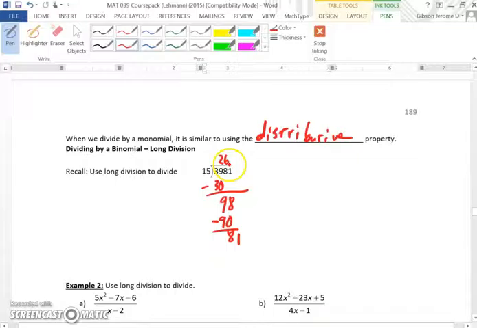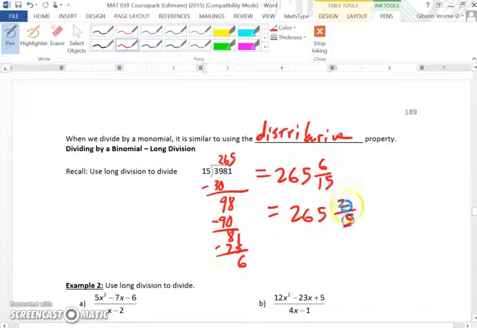15 goes into 81 5 times. 5 times 15 is 75. And you're left with 6. So our final answer, if we wrote this as a fraction, would be 265 and 6 over 15. Now, here's the problem with the 6 over 15. We can simplify 6 over 15 by dividing both by 3. So it'd be 265 and 2/5.